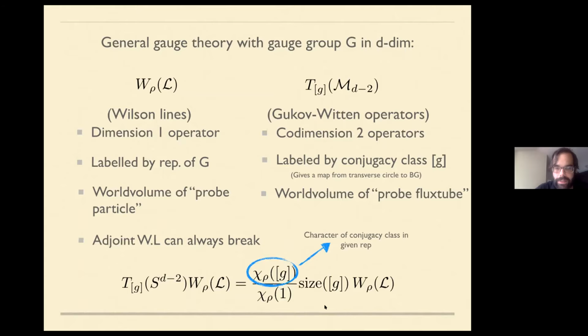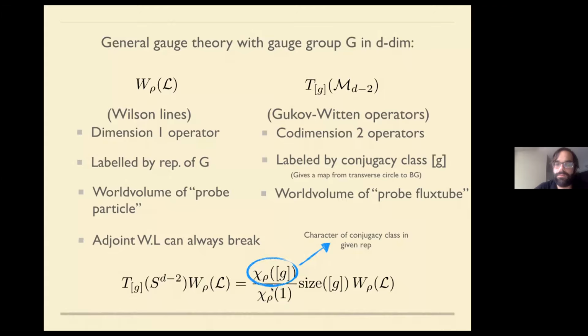And as we were saying before, a Wilson line doesn't link with a global symmetry operator when it's just transparent to it. The analog of being transparent here is that the numerator here, this character, is equal to the character of the identity. That's what it means that the operator is transparent. Questions about this? Okay, good.